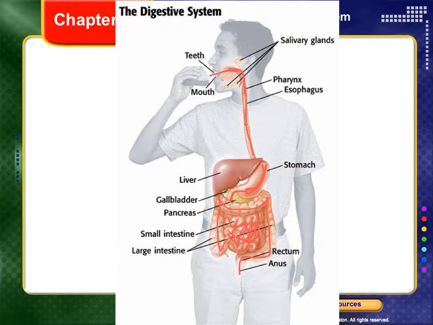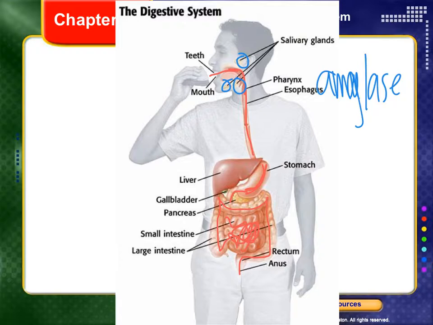And then you have the accessory organs. You have in your head the salivary glands. They make saliva, and there's actually a digestive chemical in saliva. It's called amylase. And amylase breaks down sugars or carbohydrates.